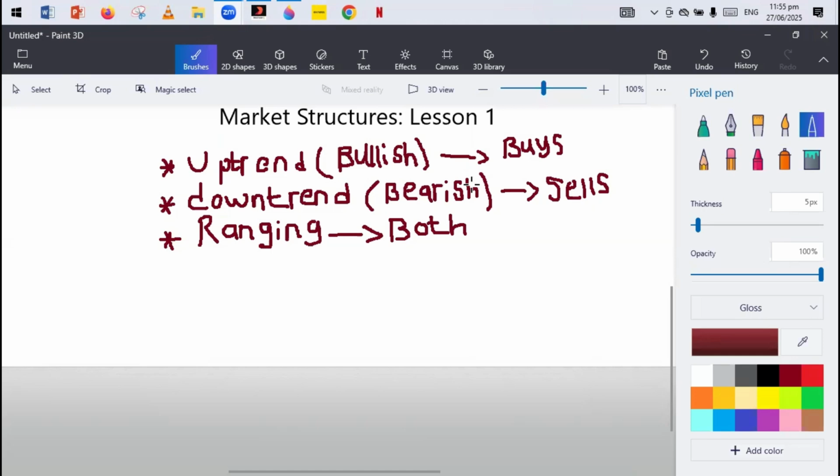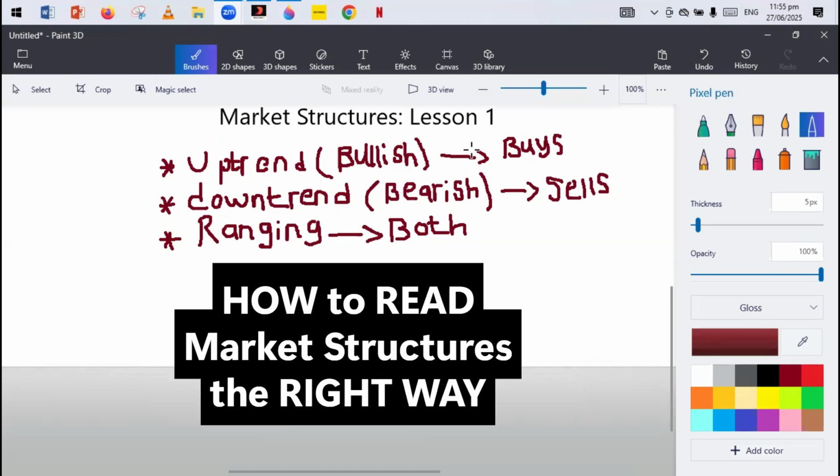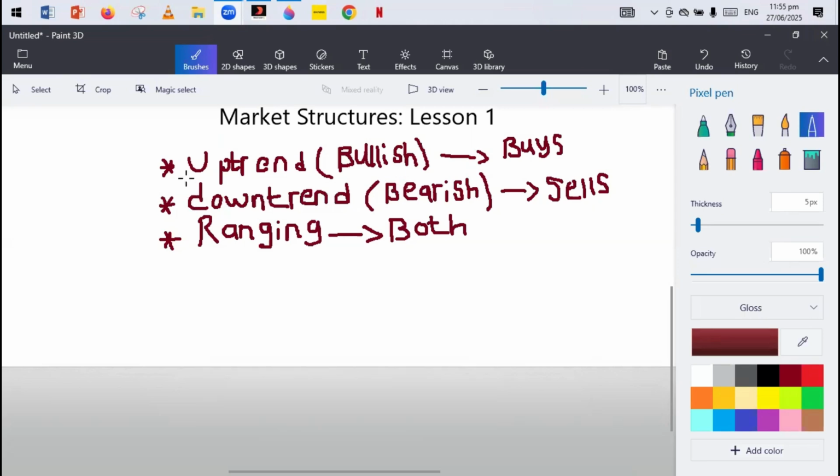Going to be talking about how the Forex market moves. So basically we have three types of markets. We have the uptrend, which is also known as the bullish trend. In this market, traders are only supposed to place buys. Then we have a downtrend, and in this downtrend, you're only supposed to place sells. It's also known as the bearish market. And then we have a ranging market, and in this market you place both buys and sells, and I'll explain.